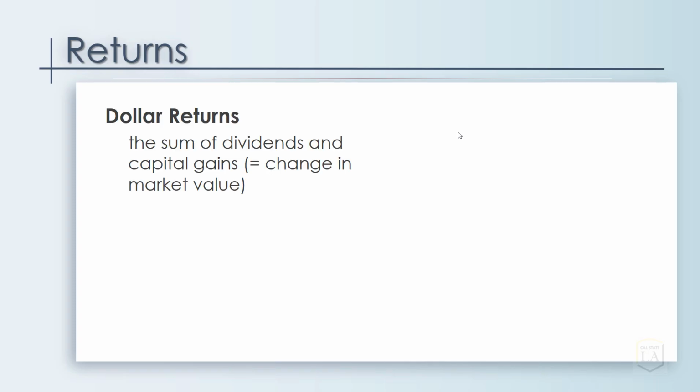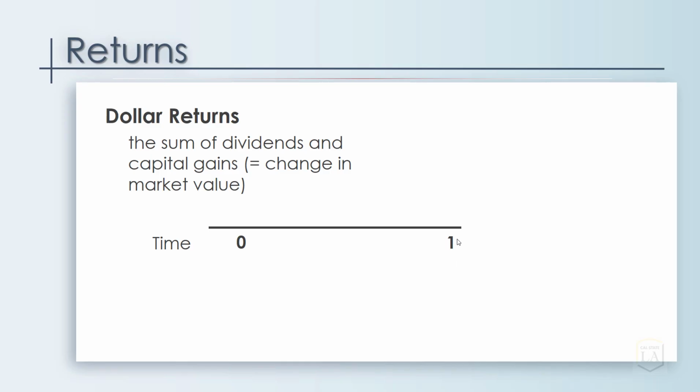So there are 2 types of return. The first one is the absolute dollar amount of return, which is the sum of dividends and the capital gains. And what we mean by the capital gains is the change in market value. So let's suppose this is a 1-period model, starting from year 0 to year 1.